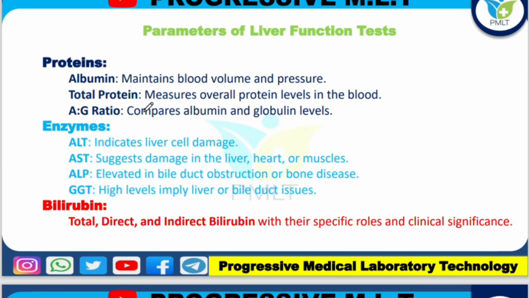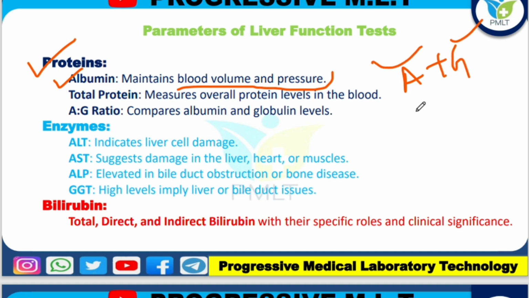Firstly, I have already told you that the function is firstly protein synthesis, right? So the first protein is albumin. It mainly maintains the blood volume and pressure. That is a function of albumin. After that, total protein means A plus G. A means albumin, G means globulin. Whenever we add these two, the sum is T, the total protein. Understand? And you will get the total protein here.